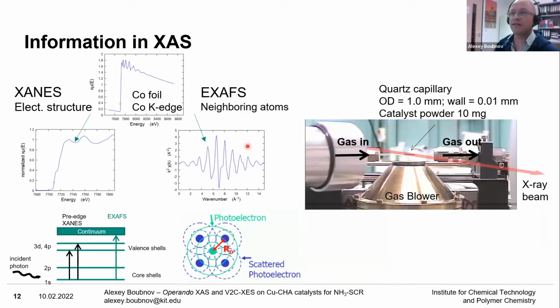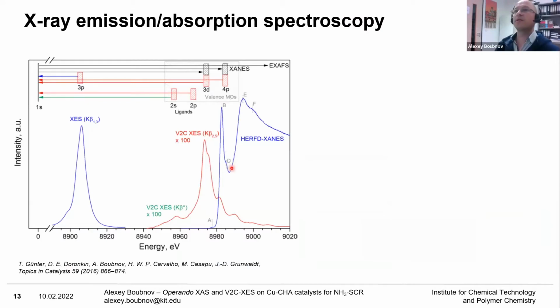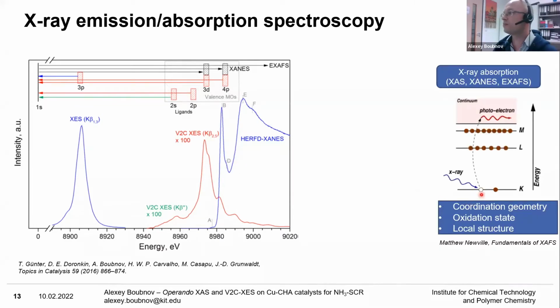Now, when we measure XAS, the information that we get is twofold. We have the XANES and the EXAFS, so the electronic structure and information on the neighboring atoms. That is basically two complementary pieces of information in a single scan. Now, if we go to the X-ray emission spectroscopy, we get an interesting picture. So the X-ray absorption measured by the fluorescence channel is basically the probing of unoccupied valence states, giving us information about the coordination, local coordination, oxidation state, and local geometry.